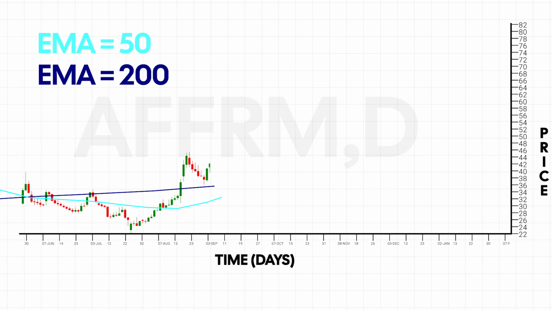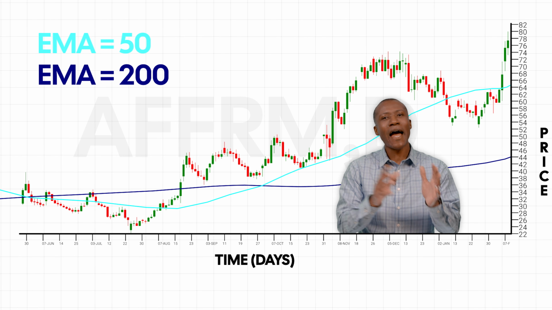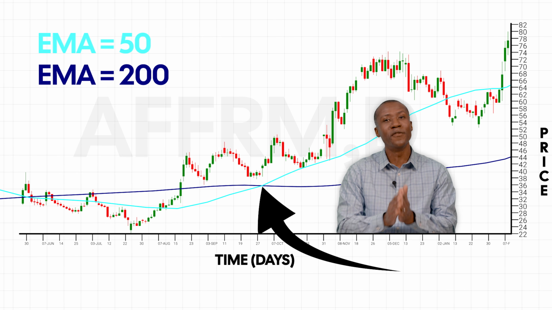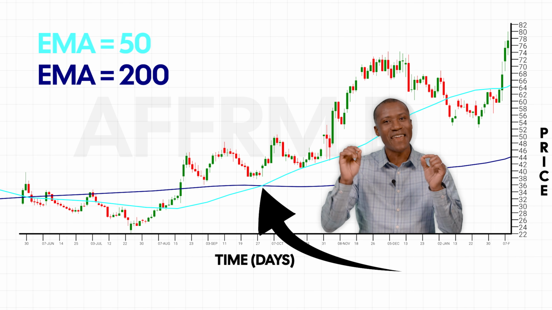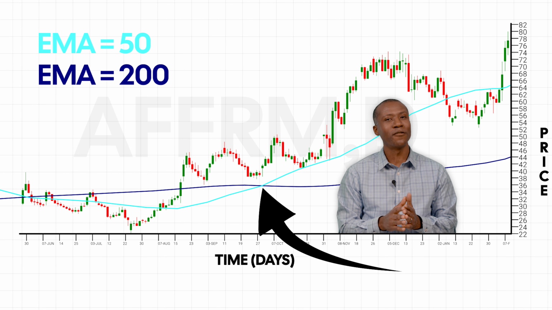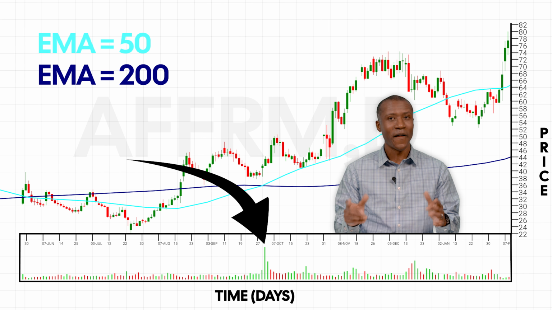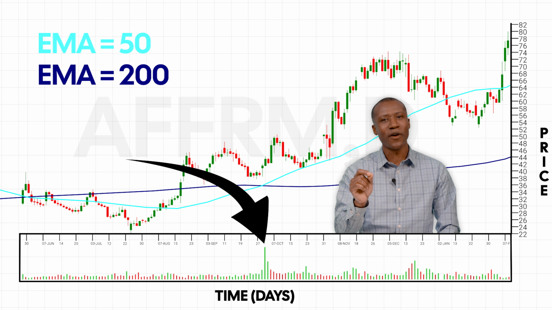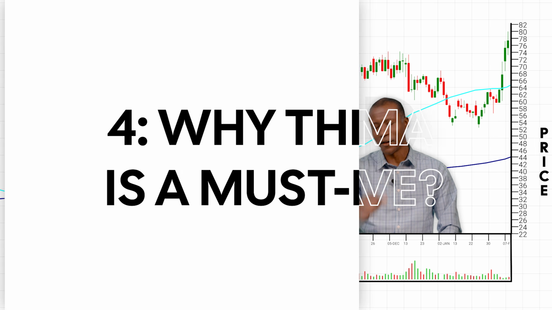Watch out for EMA crossover. These crossovers occur when a shorter EMA crosses a longer term EMA, like the 50 period over the 200. Let's take a look at this chart of a firm. A bullish crossover is what happens when that shorter EMA moves above the longer EMA, and that signals a buying opportunity. Combine EMA crossovers with volume indicators to validate trades and avoid false signals.